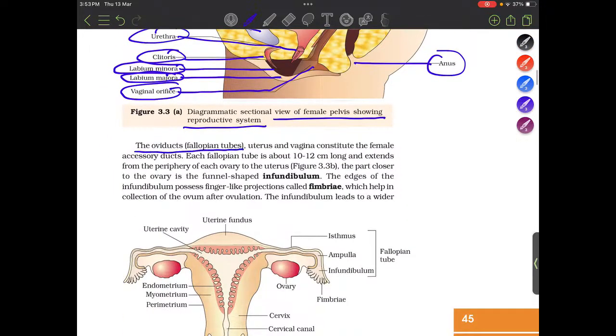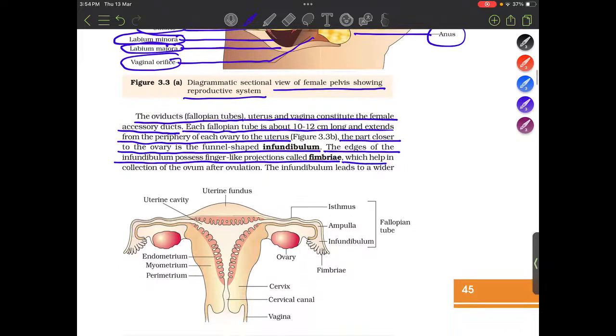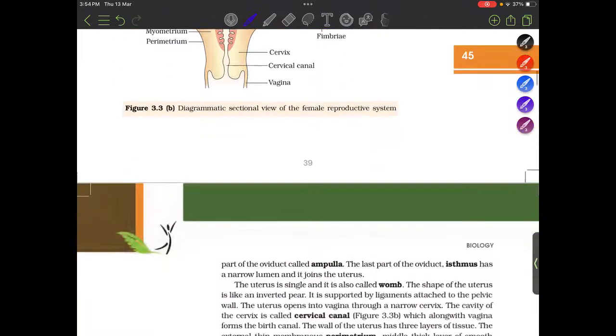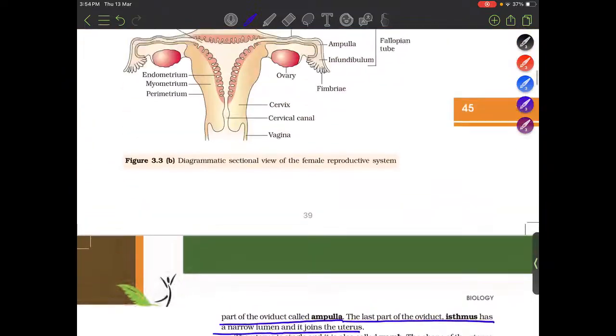The oviducts, fallopian tubes, uterus, and vagina constitute the female accessory ducts. Each fallopian tube is about 10 to 12 cm long and extends from the periphery of each ovary to the uterus. The part closer to the ovary is the funnel-shaped infundibulum. The edge of the infundibulum possesses finger-like projections called fimbriae, which help in the collection of the ovum after ovulation. The infundibulum leads to a wider part of the oviduct called the ampulla. The last part of the oviduct is the isthmus, which has a narrow lumen and is joined to the uterus.